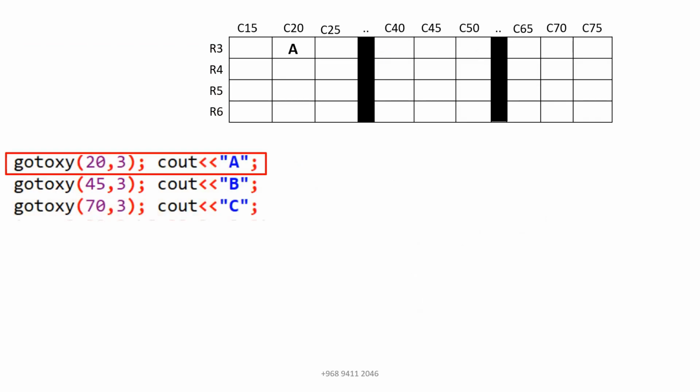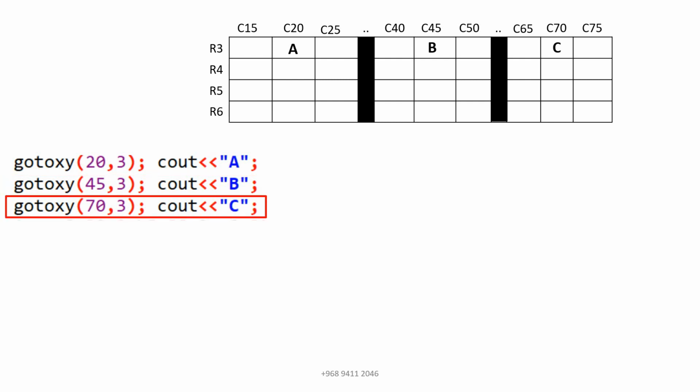Suppose I have shown you gotoxy. Gotoxy is a user defined function that I will show you in the program, and this is used to control the cursor position on the computer screen. See, cout A, and it will display this letter A on column number 20 and row number 3. Next, column number 45, row number 3, it will display B. Then column number 70, row number 3, it will display C.